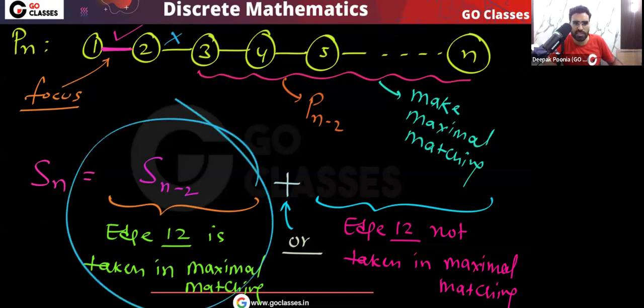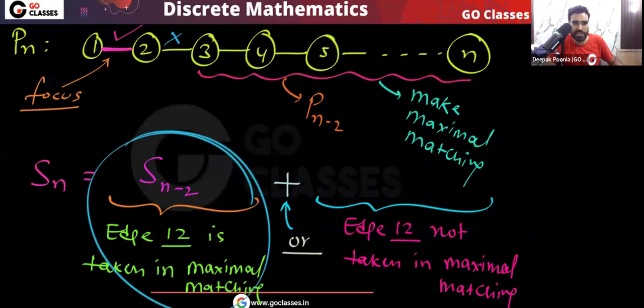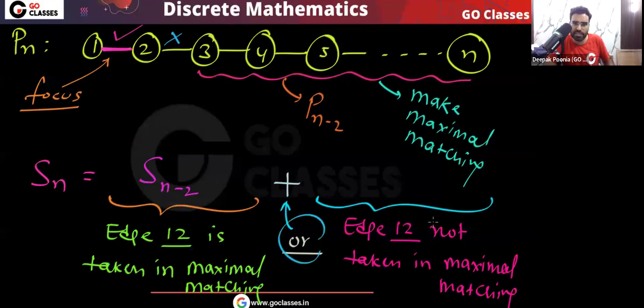Remember, we are considering those cases where this edge 1, 2 has already been taken in the maximal matching, because there are only two cases possible. Either in the maximal matching you will take this edge 1, 2, or you will not take this edge 1, 2. So first we are considering those cases where edge 1, 2 has been taken in the maximal matching. If you take this 1, 2 in the maximal matching, then 2, 3 I cannot take. Now in the remaining graph, you need to make maximal matching. So you need to count the number of maximal matchings in this remaining graph, and that is Sn minus 2.